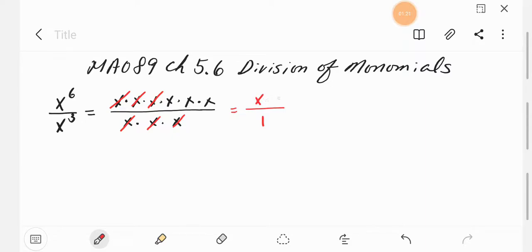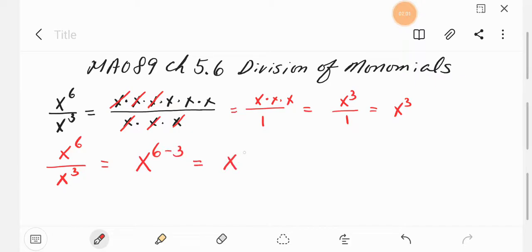There are 3 x's, right? That means x cubed over 1, which is x cubed, right? So basically what we did is we subtracted 3 x's from the numerator, because the numerator has 6 x's, the bottom has 3 x's, so we can remove 3. So actually we can write it like this: x to the 6th power over x cubed is the same as this one. We subtract the exponents, 6 minus 3. So that is equal to x cubed.